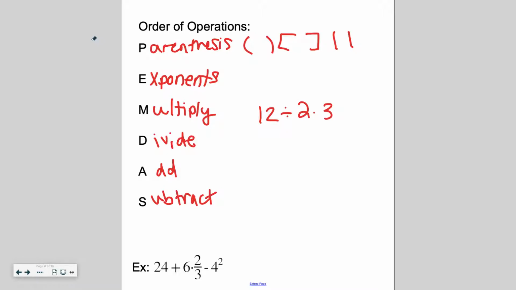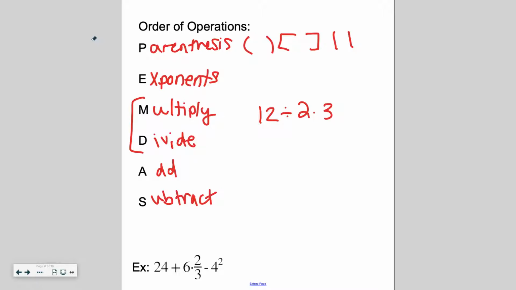And what do people most of the time do? Just do it in order. Left to right. Well, that's what you should do. Most of the time, people do 2 times 3 because multiplication comes before the D. Multiplication and division are together as one. So a lot of times I'll write the P and the E, and then I'll do the M and the D as one step, and then the A and the S as another one. Almost like you're doing hopscotch, if you think of it like that. Because the M and the D are really one step. You do whatever comes first from left to right.